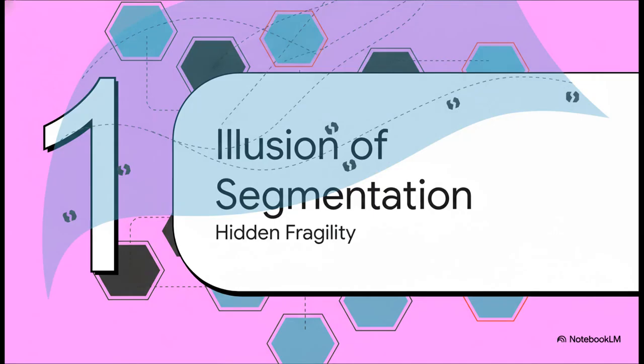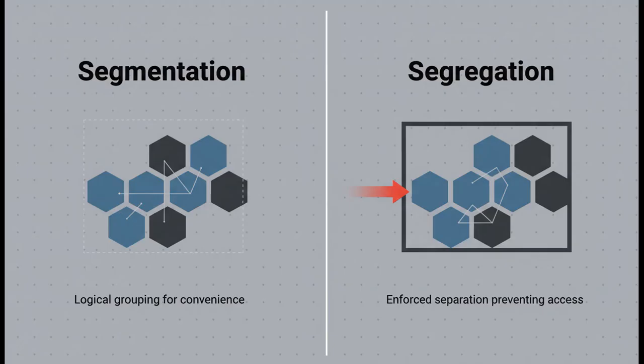So let's start with one of the most, and I mean most, misunderstood concepts in our entire field, segmentation. For way too many organizations, what they call segmentation is really just a cosmetic thing. It's an illusion of security, and frankly, it's a dangerous one. Okay, this slide right here is critical. Look at the difference. On one side, you have segmentation. That's just about grouping things to be neat and tidy. It looks great on a Visio diagram, right?